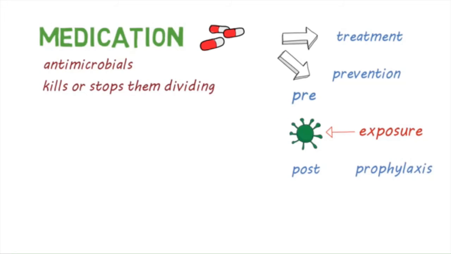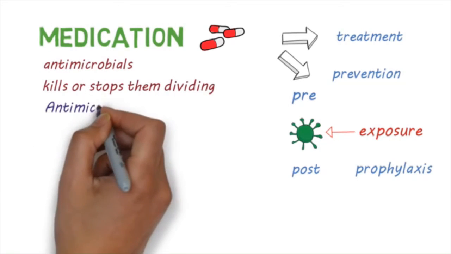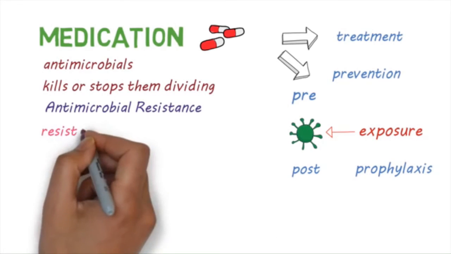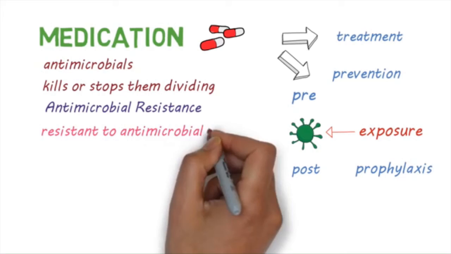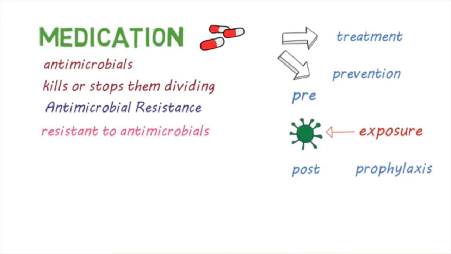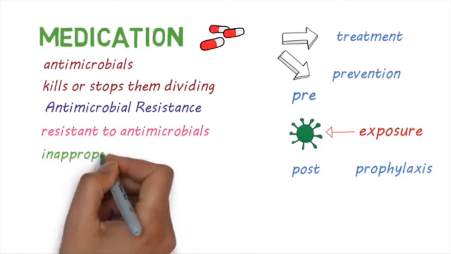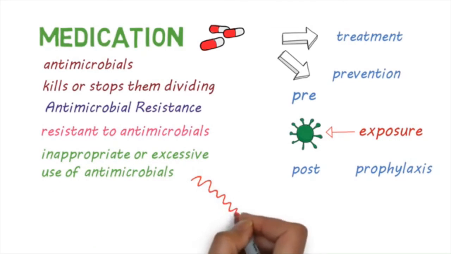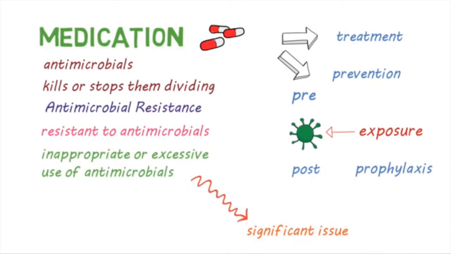Pre- and post-exposure prophylaxis. A significant issue in the fight against microorganisms is antimicrobial resistance. This can happen when microorganisms develop resistance to drugs that were once effective against them. Antimicrobial resistance has been accelerated by the inappropriate or excessive use of antimicrobial drugs and has become a significant issue in the fight against microbes.